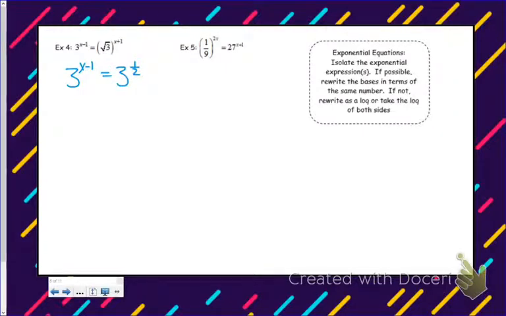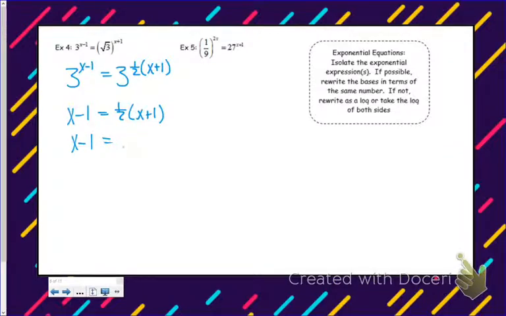Well, that's my new exponent. Power to a power, I multiply. So that's going to get multiplied by the exponent that's already there. At this point, if my bases are the same, I can just set the exponents equal to each other and solve. So I end up with x minus 1 equals 1/2.